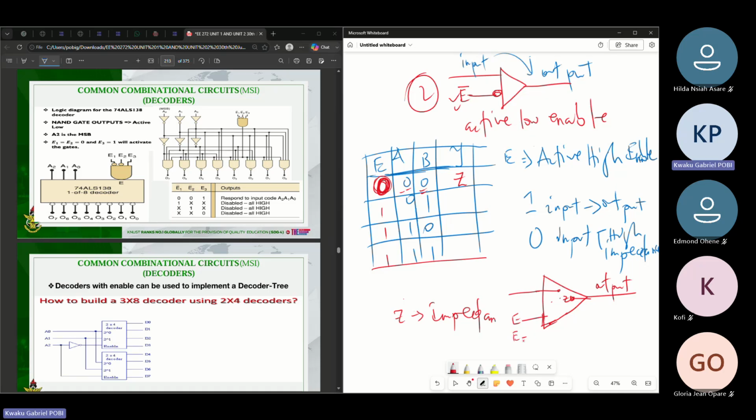Now, if E is 0, whatever that is here, let's say you are transmitting a high 1, will not be seen at the output. You wouldn't see 1, but rather you see a high impedance, which is an open circuit like this in your system. So it's like 1 is here, you want to transmit, but the circuit will not close. You need an enable to be 1 for the circuit to close before you see it at the output here.